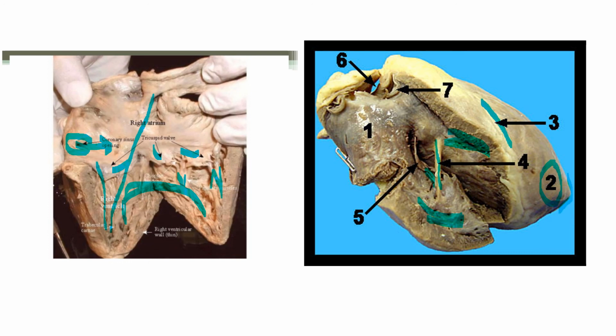Number 3 is showing you the anterior interventricular sulcus. Number 1 is showing you the right atrium. Number 6 is showing you the pulmonary trunk. And number 7, you can see the cusp of the pulmonary semilunar valve. Number 5, again, is showing you a leaflet of the right AV valve.